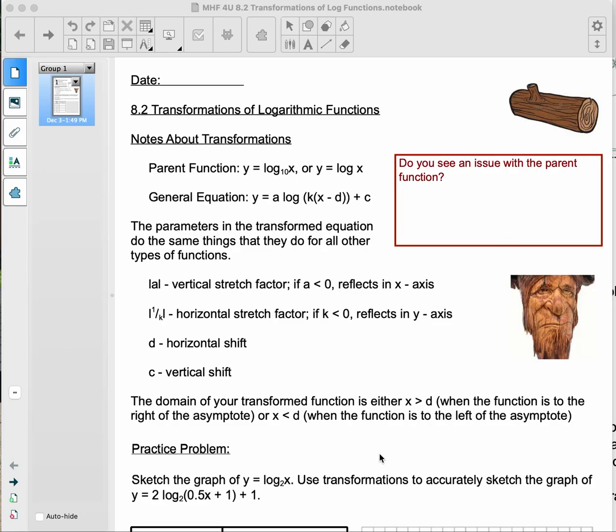Uh-oh, tablet's not on. One sec, guys. So, all right, transformations again. Last time we're going to talk about transformations in a formal context. I will just bring them up regularly otherwise.